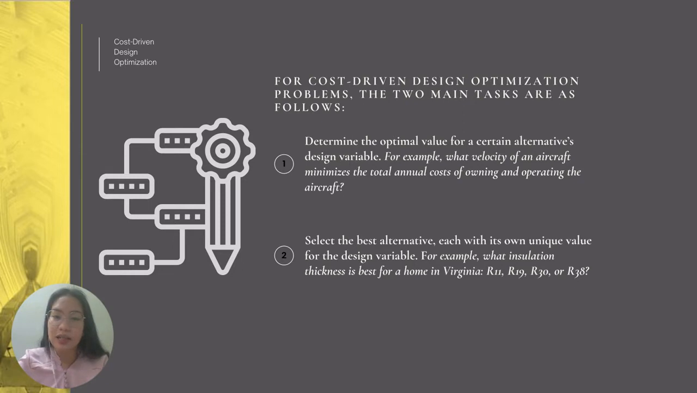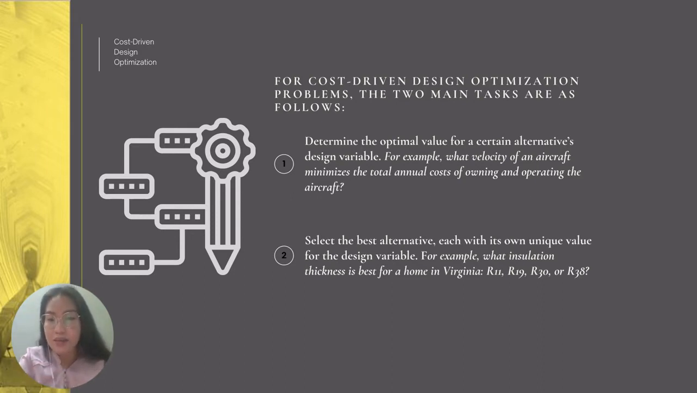Then the second main task is to select the best alternative, each with its own unique value for the design variable. For example, our example here is what insulation thickness is best for a home in Virginia. Is it R11, R19, R30, or R38? So if you are looking for the best insulation thickness in Virginia, according to Google, Virginia is humid, subtropical.